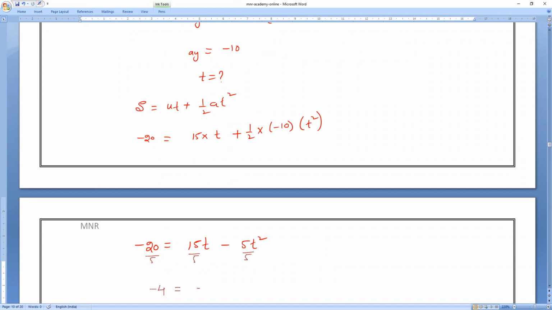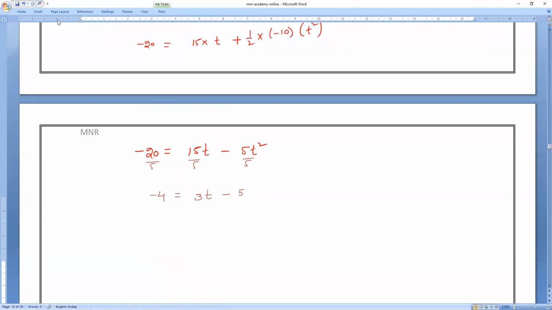Minus 4 equals 3T minus T square. Sorry, not 5T square, so it is T square. So do it quick now, all of you. So can I write this as T square minus 3T minus 4 equal to 0? Can I write it or not? Yes. Find it fast then. The meeting is also going to end, so join quickly.